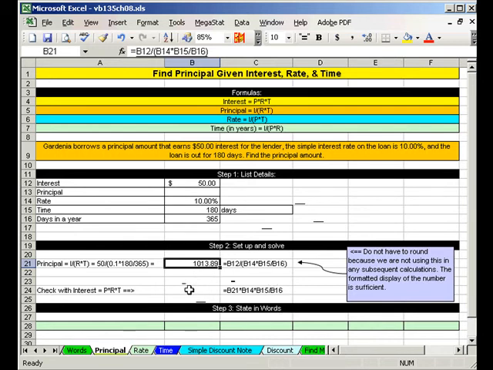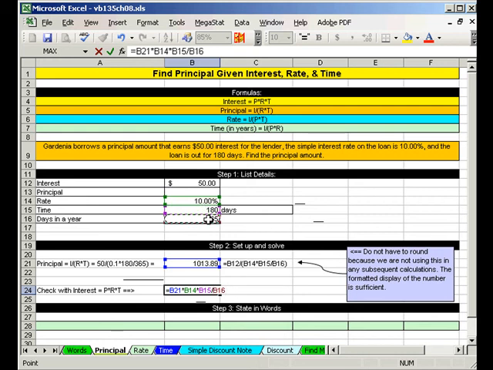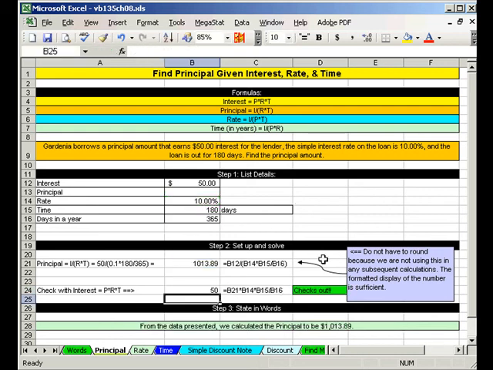Hey, but I'm going to check this. Watch this. I want to make sure that I got this right. So I know this formula: interest equals principal times rate times time. So I'm going to try it. Equals principal times rate times the time. And I've got my fingers crossed. I better get what? $50. Sure enough, I get $50. It checks out.